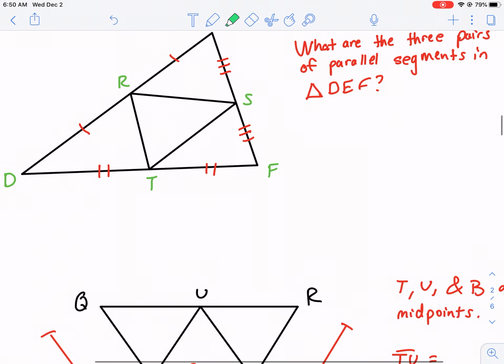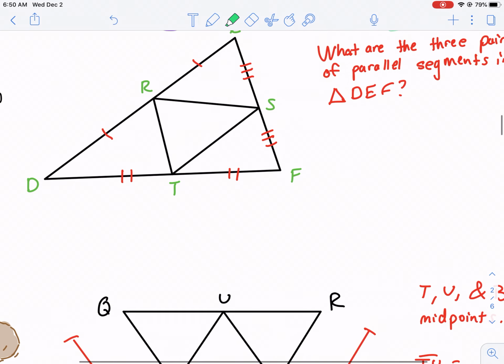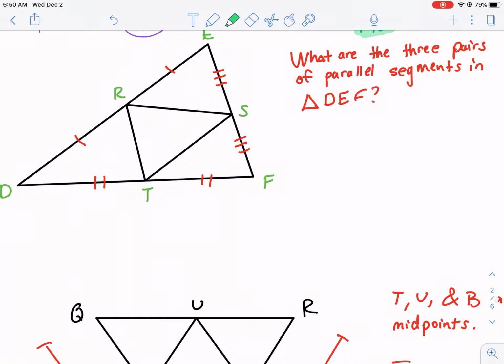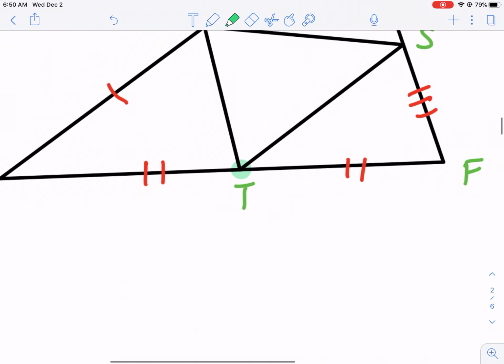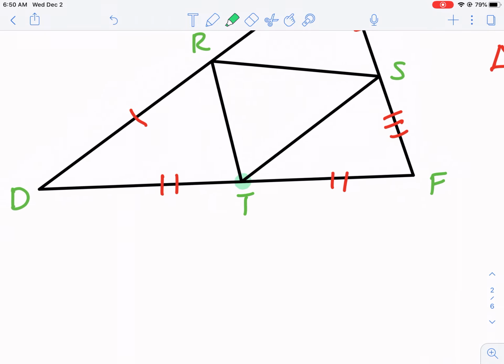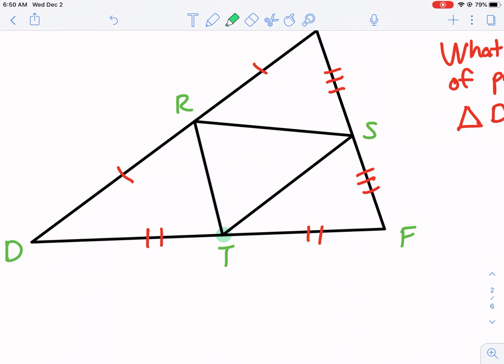So what are the three pairs of parallel segments in triangle DEF? This is example 1. First, we have to look at what we have here. As you can see, we have a midpoint there. How you identify a midpoint is by seeing these tick marks here. You have to have those two segments congruent by definition to have a midpoint. If it's not, then it's not a midpoint, because it's not directly in the middle. So we have a midpoint there.